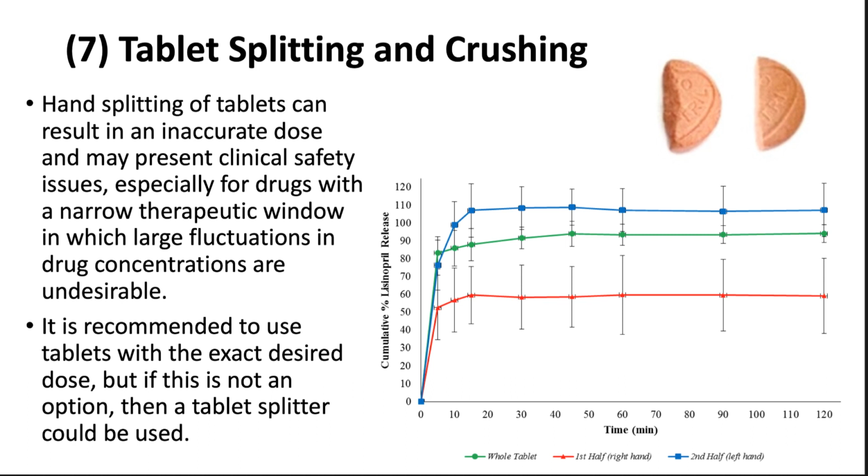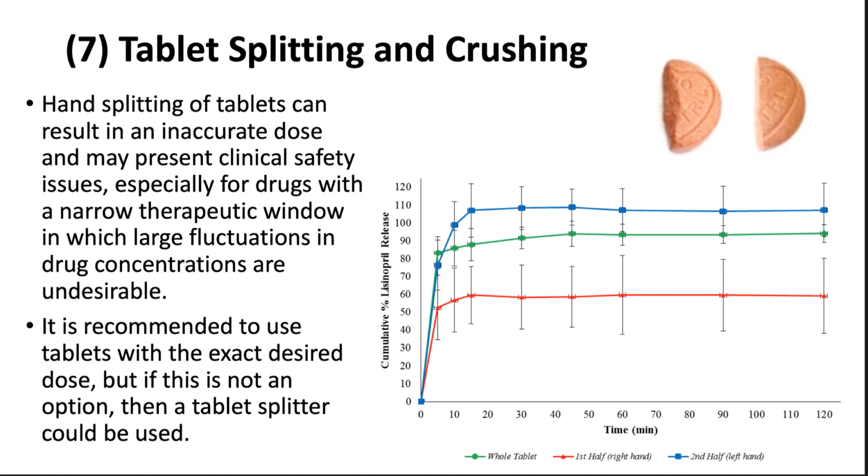It said that hand splitting of tablets can result in inaccurate doses and may present clinical safety issues, especially for drugs that have a narrow therapeutic window, in which large fluctuations of the drug concentration are a problem. As I mentioned before, when you have a narrow therapeutic window, the difference between the minimum therapeutic and the maximum safe is relatively narrow. So if every time you're taking a tablet the actual peak concentration is sometimes above it or below it, then you're not going to get the desired response.